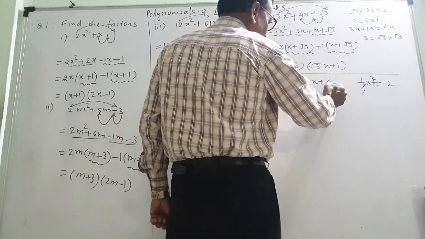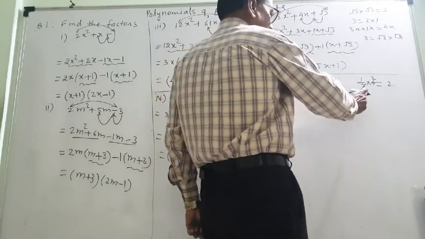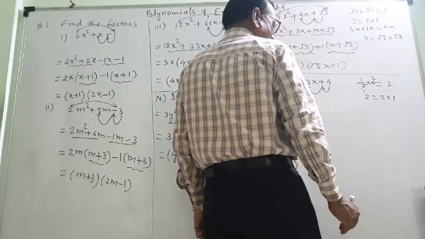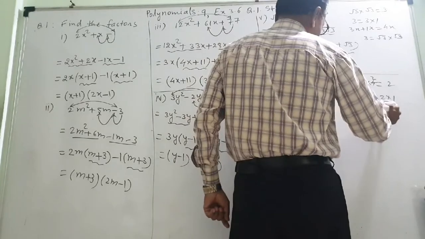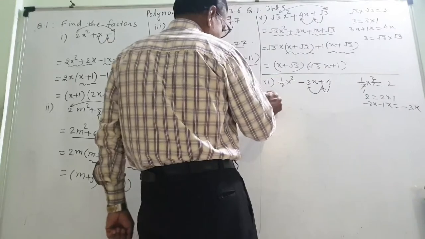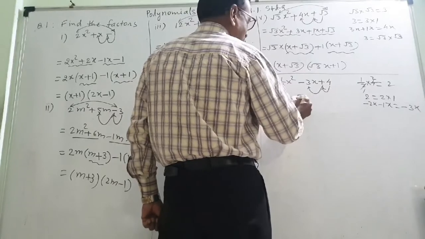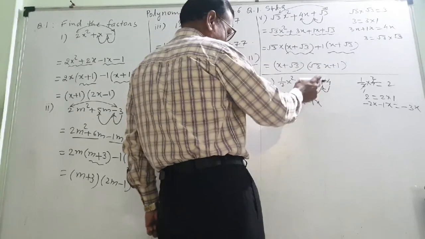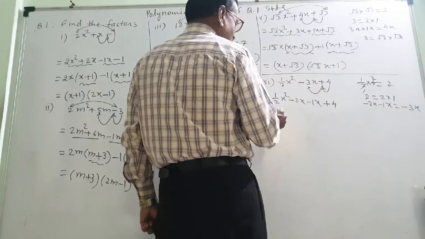Find the factors of 2 such that their addition is minus 3. Addition means same sign. The factors of 2 is equal to 2 into 1. I want addition. Addition means same sign. So this I will write as minus 2x and minus 1x. And that is nothing but minus 3x. So this is equal to 1 upon 2x square, this minus 2x minus 1x. Instead of writing 3x, I will write this. And plus last term is 4. Now make the two groups.